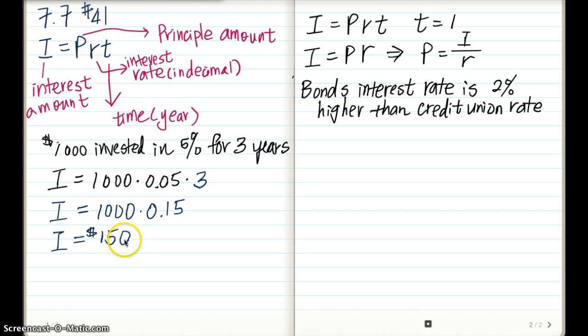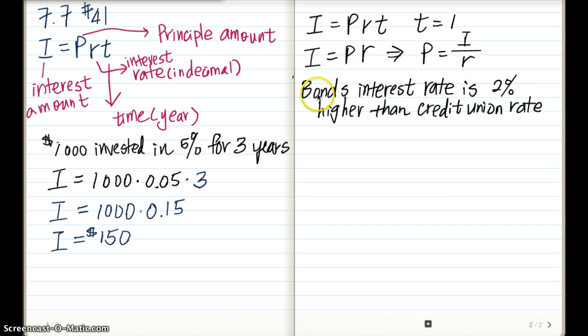Okay? Now that you understand the setup a little bit, I'd like to start talking about this problem. Once again, I is equal to PRT. Notice that in this problem, RT is 1 because we're talking about at the end of 1 year. So essentially, we have I is equal to P times R. I'm going to isolate the P because that's where my rational equation comes in. And you might wonder, why am I doing this? Wait a second and you'll see.